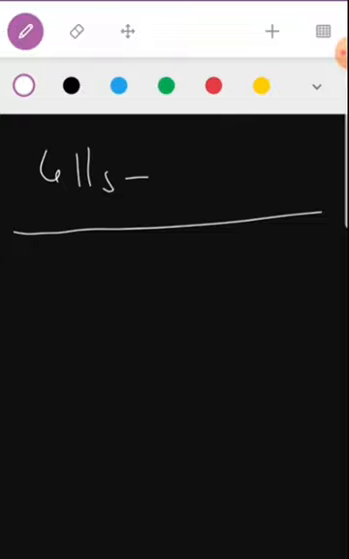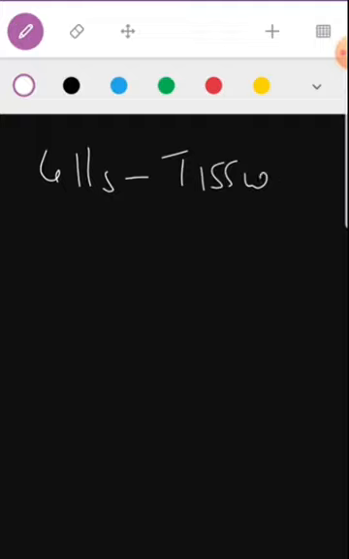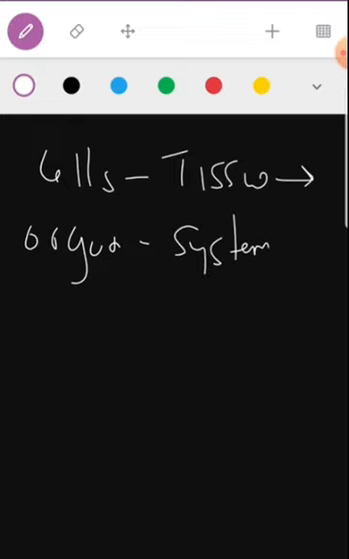These cells, when they are grouped together, they make what we call a tissue. When these tissues are grouped together, they form what we call an organ. And when organs are grouped together, they form what we call a system. A group of these systems forms what we call an organism.